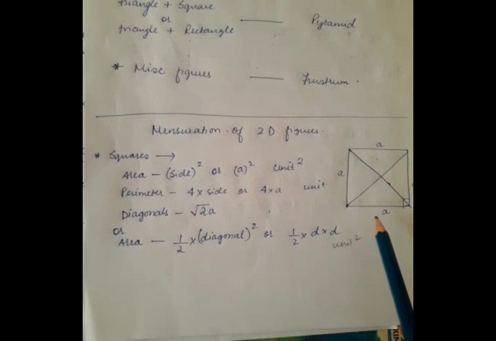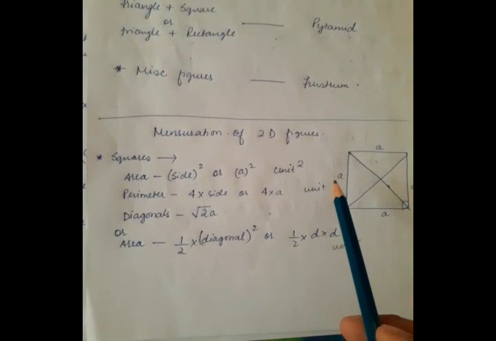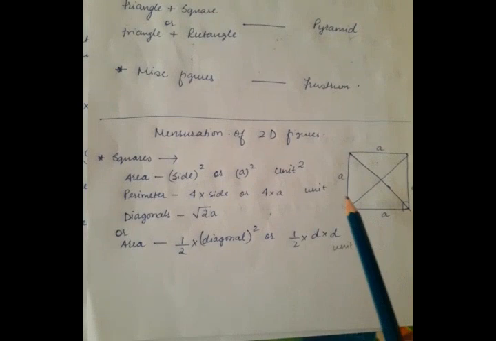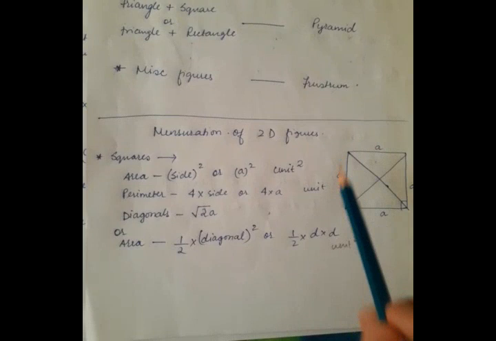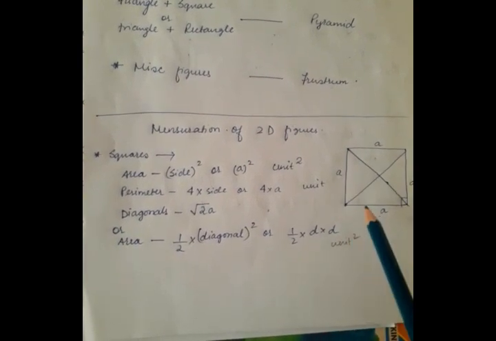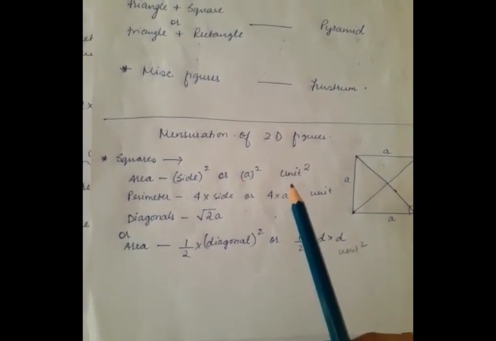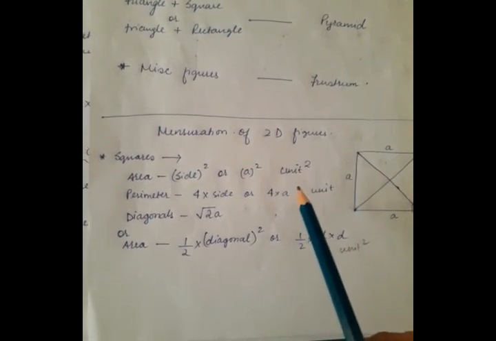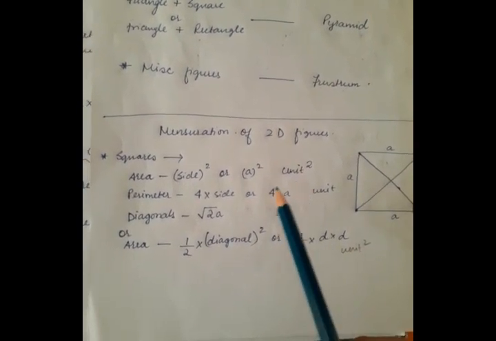The side is a, and we know that the formula of parallelogram area is base into height. So here the base is a, and here there is a perpendicular angle, and that is why it acts as the height. So base into height, a into a, is a square unit. Never forget to write the unit. If you forget to write the unit, maybe in meter, centimeter, or decimeter, marks could be deducted in boards.